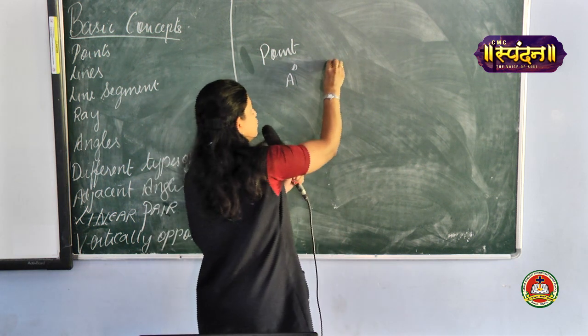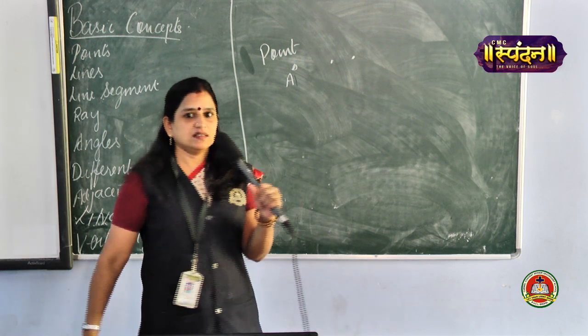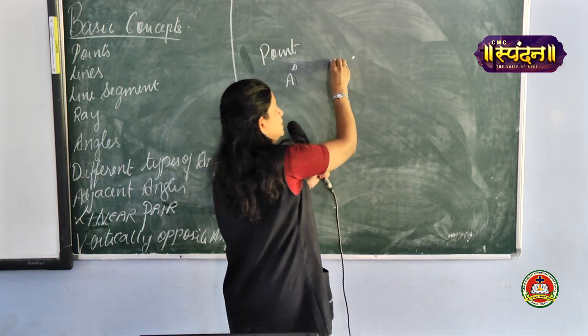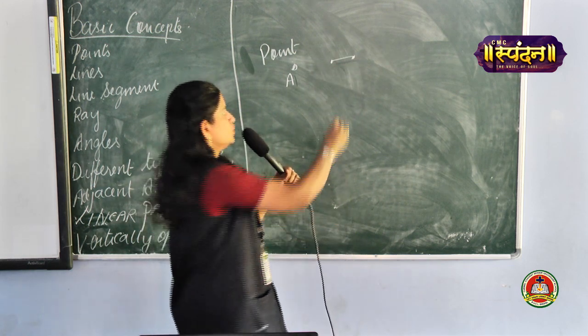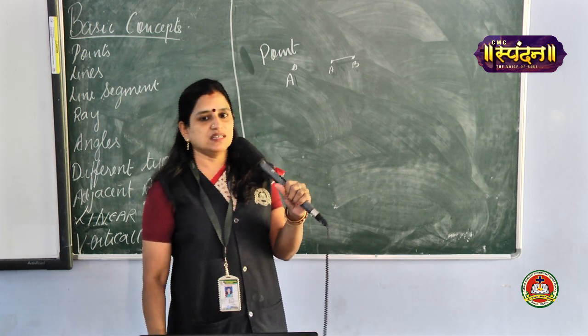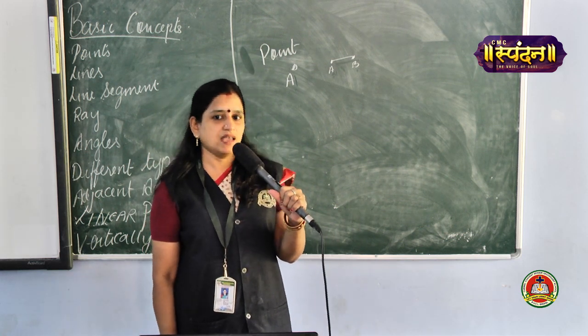Suppose I take 2 points, so what is the thing I can make over here? When I take 2 points, I can make a line segment. So it is named as A and B. So this is what we say as line segment AB.